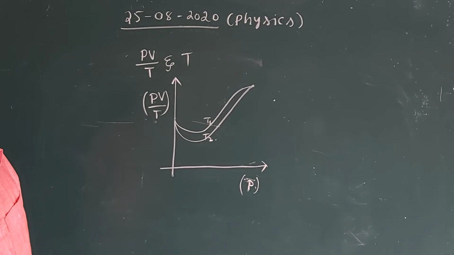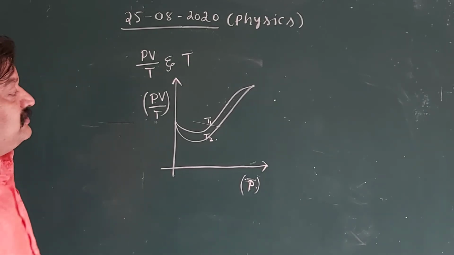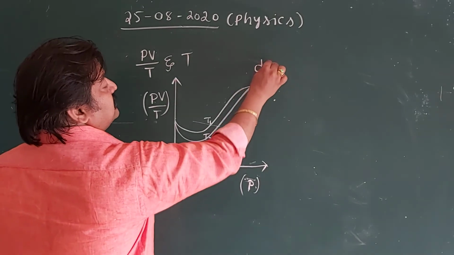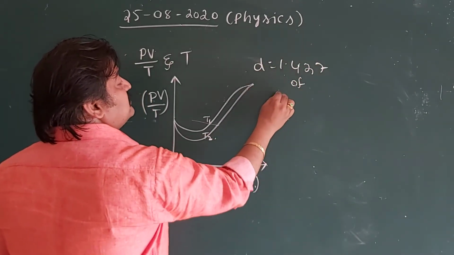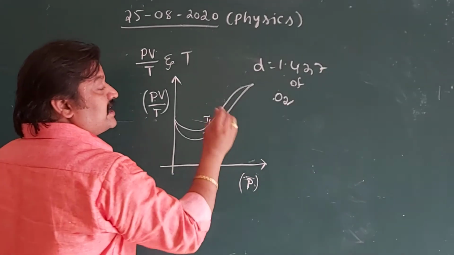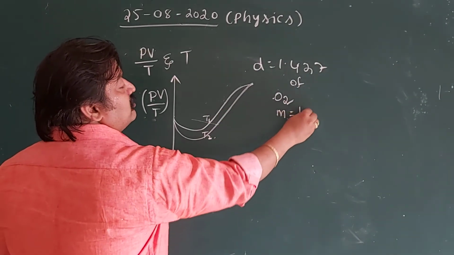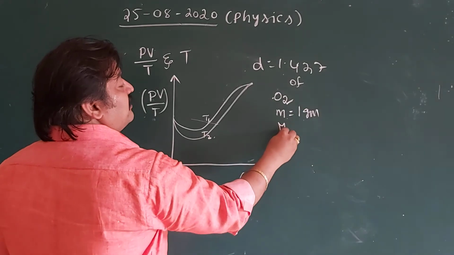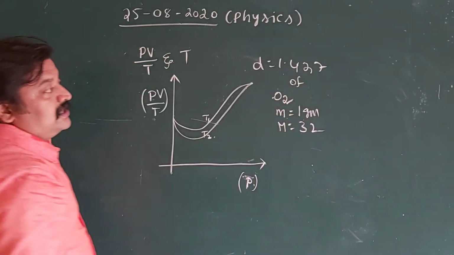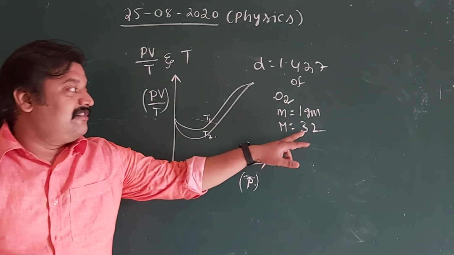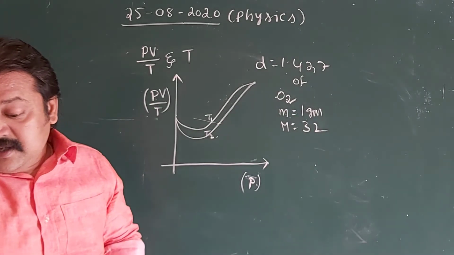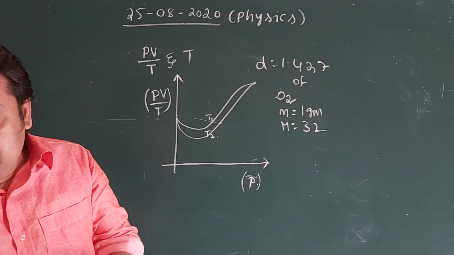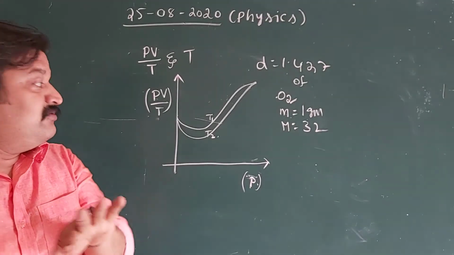Now the question is, the density of oxygen O2 they have given is 1.427. They have given 1 gram of oxygen, so m is equal to 1 gram, and the molecular weight is equal to 32. Then the question is the value of PV by T and the relation between T1 and T2.